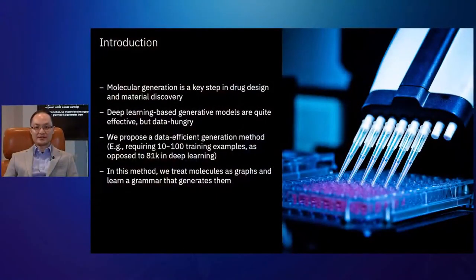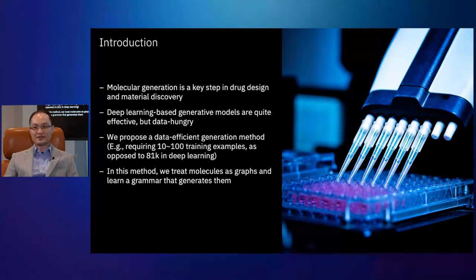Drug design and material discovery amounts to generating a good candidate set of molecules so that we can screen them and find the ones that we need. So generating molecules is an important step here. In the past decades, deep learning methods and AI methods have been flourishing in this regard. These methods, called generative models, are able to learn from a set of molecules and generate new ones. A general limitation of these methods is that they require a large amount of training data.